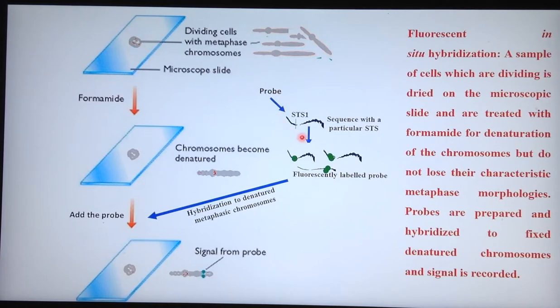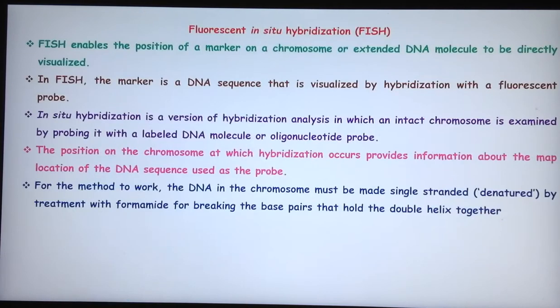Now we will prepare a probe. Let's say this is STS1 and we wish to know the chromosomal localization of STS1. So we will prepare a probe with a particular fluorescent label, and then the metaphase chromosomes here are denatured by the addition of formamide. It denatures the chromosome, and then this probe is added to the denatured chromosome. So wherever there is complementarity between STS1 and the sequences, there the probe will bind and it will give us a fluorescent signal. So this is how fluorescence in situ hybridization works.